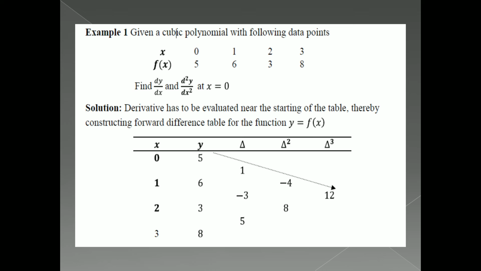For every difference we have to subtract the previous value from the next value. That means when we subtract 5 from 6, we get the first forward difference, denoted by delta. The value of the first forward difference is 1. When we subtract 6 from 3, that is the second value of y from the third value of y, we get minus 3.